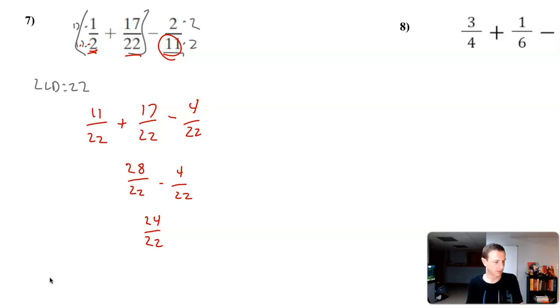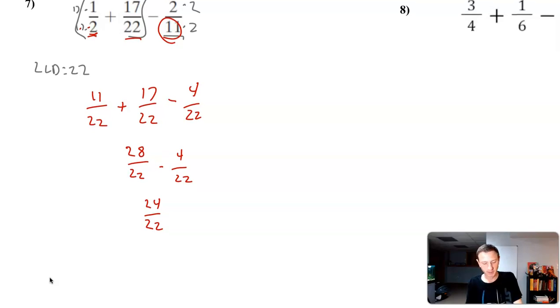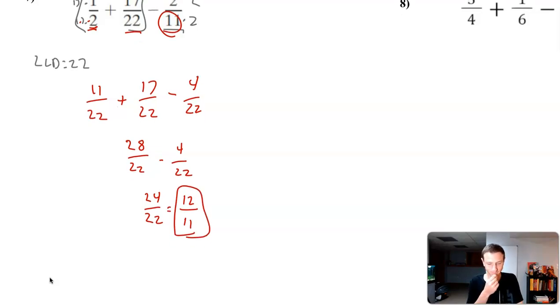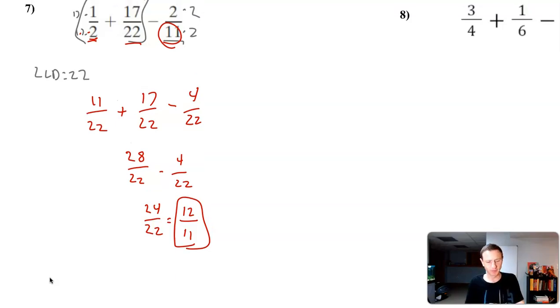Now simplify. Now that we've finished adding and subtracting, we are going to simplify. So let's see, what's the best way to simplify this? Let's just do it by 2. 2 goes into 24 12 times. 2 goes into 22 11 times. 12 over 11 is simplified. So that one's not too bad. I know it looks a little intimidating with that 22 there, but once you start to think about the values, like, okay, 2 goes into 22, 11 goes into 22, done.